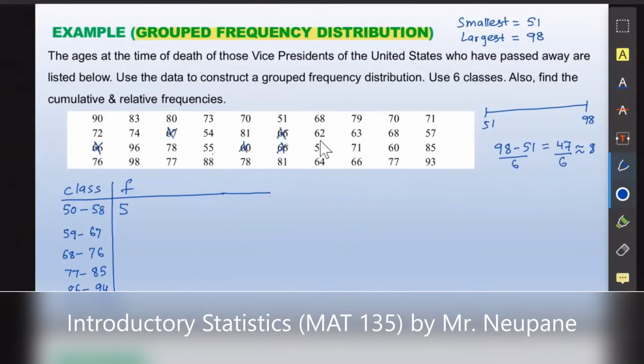Then any number here? 62. How about 64? 62 and 64. Very good. Any number here? 63. 66, then 66. Okay. Any number here? 60. Okay.